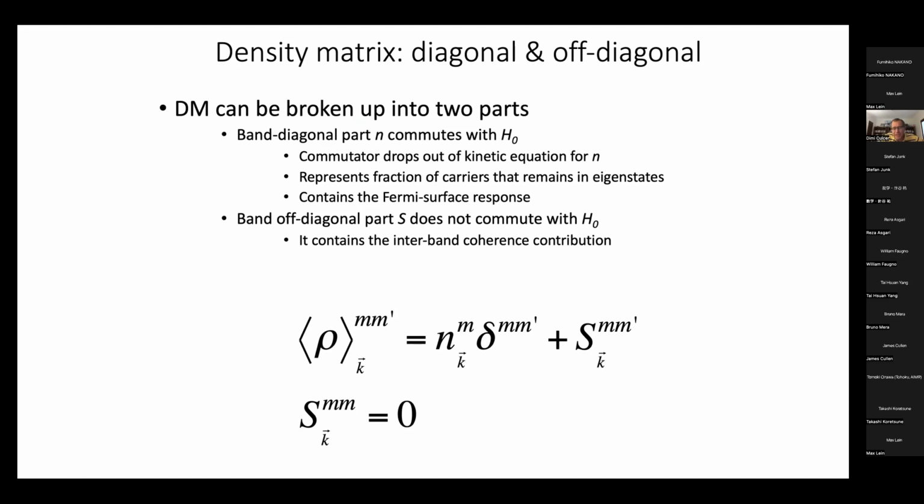It commutes with the Hamiltonian, so when I write down my effective equation for n, I'm not going to have that commutator term, and it's actually going to look exactly like the Boltzmann equation. And then I have to decide what to do with this S. So I have to solve this to see what this S does.